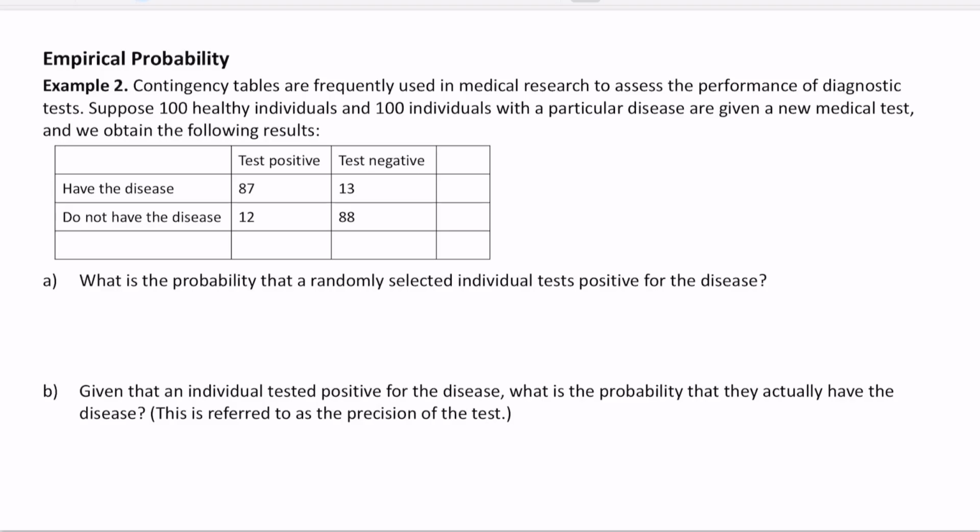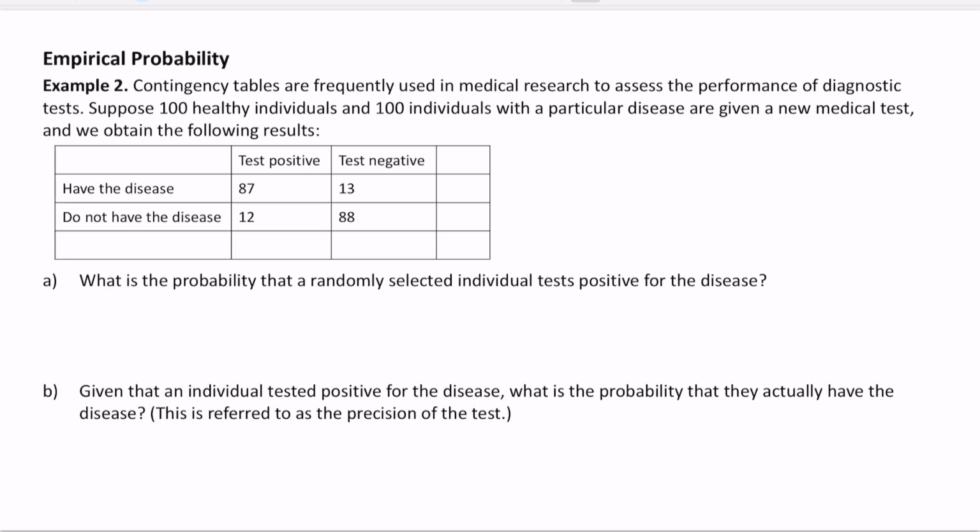In this video, we are looking at empirical probability. If our sample is representative of the population, then we can also interpret a percentage we calculate from a contingency table as a probability or the likelihood that something will happen. So we're going to practice that with this contingency table.